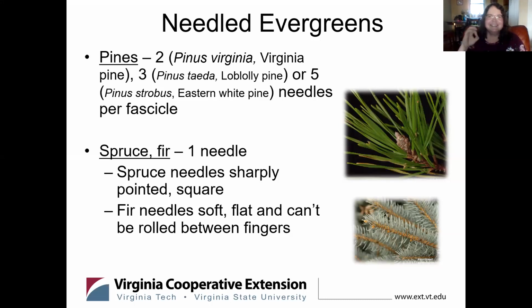fascicle. I don't know why I'm giggling here, but I'm just having a hard time pronouncing it. But if you pull it off and you have 5 needles attached, then you have a 5 needle pine. If you're out west, it's not necessarily an eastern white pine, but if you're on the East Coast, it's more than likely an eastern white pine. So pines are very interesting like that. There's different species that are 2, 3, and 5, like I said. Spruces and firs have 1 needle each.